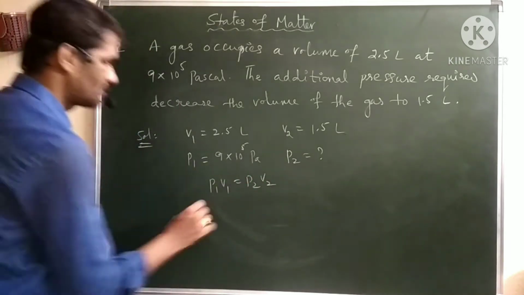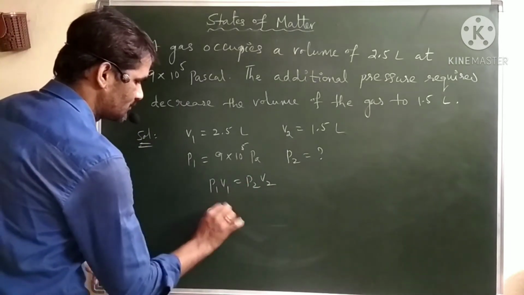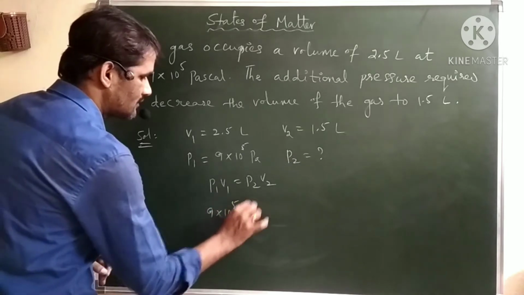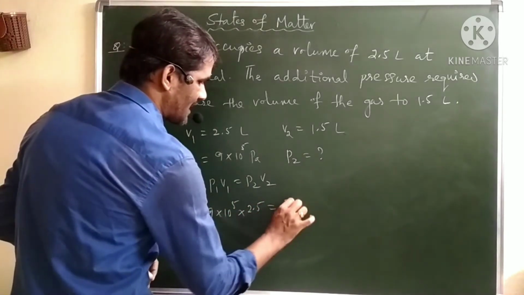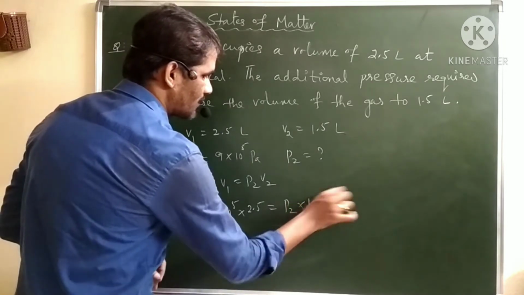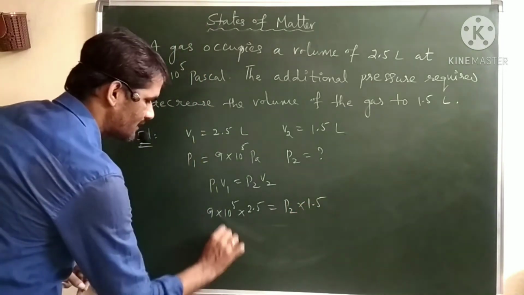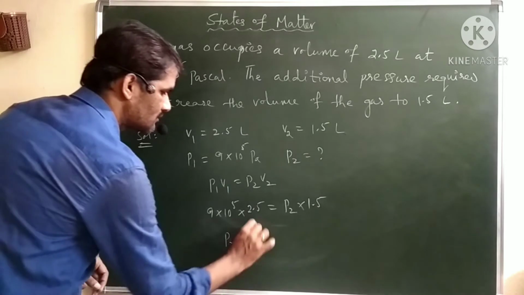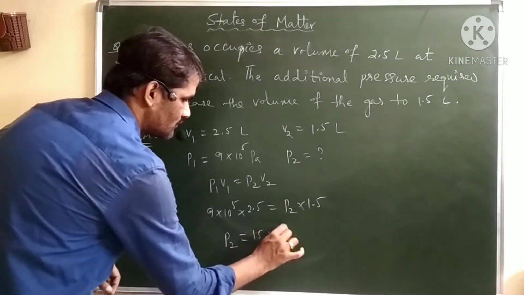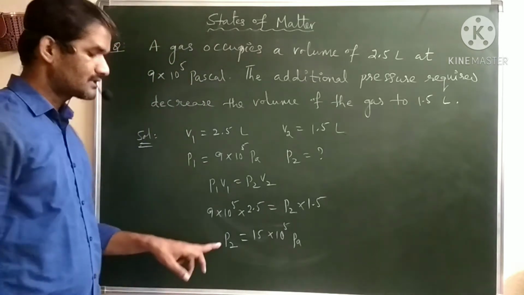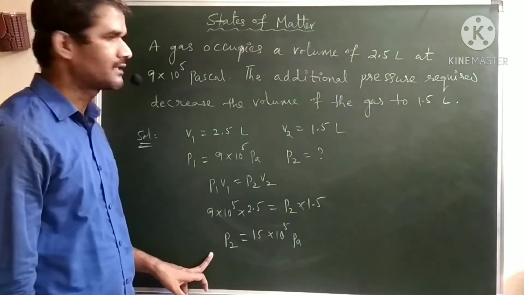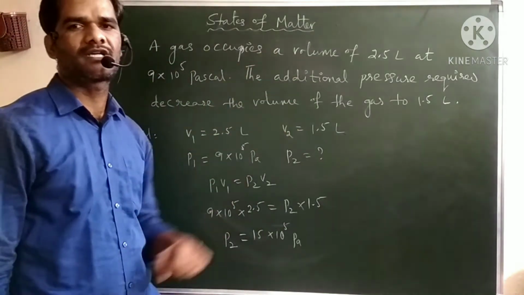Just substitute all the values. This is 9 into 10 power 5, this is 2.5, and P2 we have to calculate, and the volume 1.5. From this we will get P2 equals 15 into 10 power 5 pascals. So this is the final pressure, but they are asking about the additional pressure required.